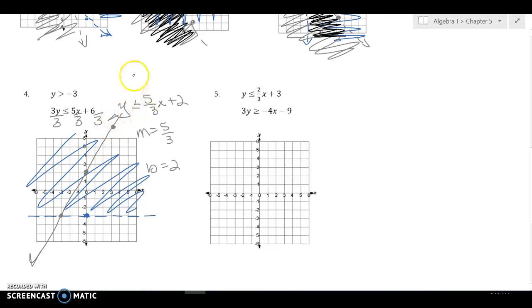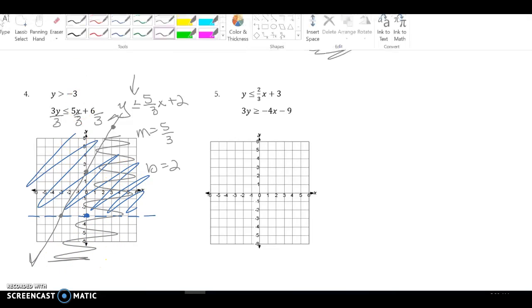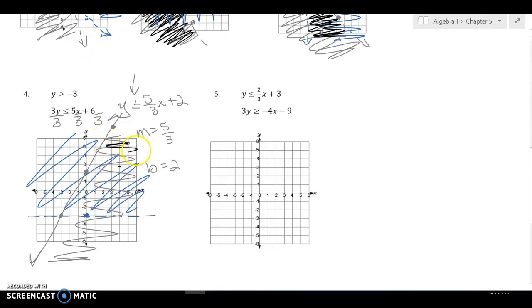And it says less than right there. So I'm going to shade below. And then you can see where both colors overlap, right in here. So that is the solution area.